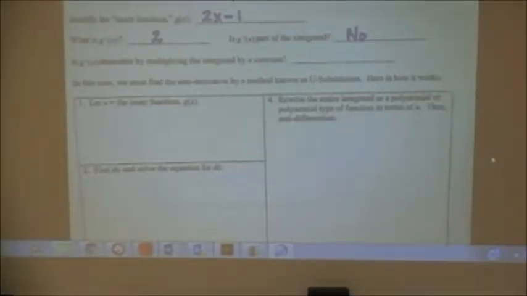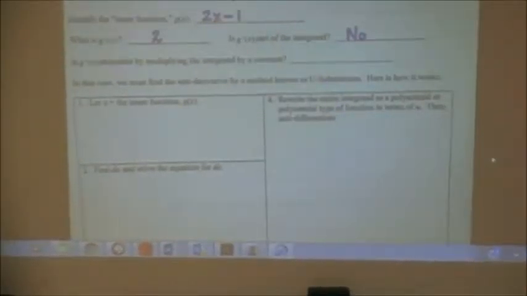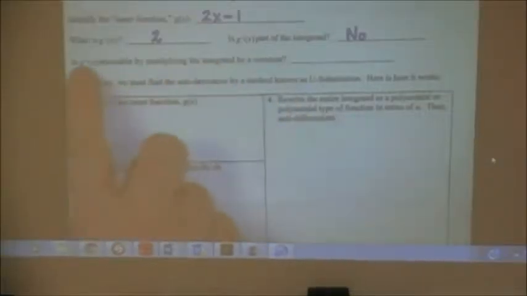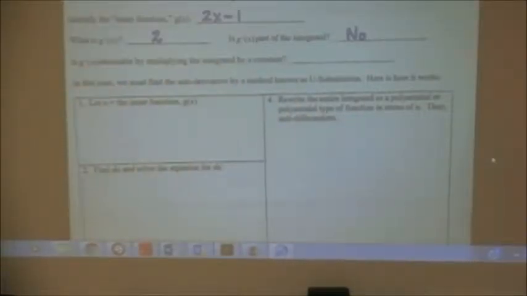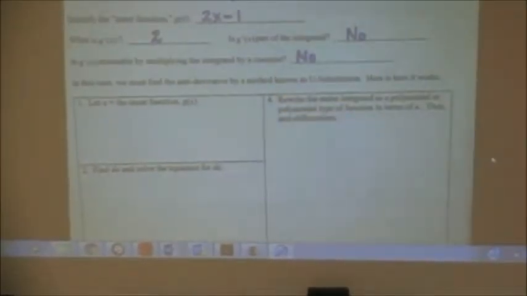Well, you have to take out that extra piece, which is an x, and that's where we ran into a problem. Because you can't take an x out and put it in front of an integral. You can only take constants out and put it in front of an integral. So that's why it said, is g prime attainable by multiplying the integrand by a constant? No, it's not, because I can't get rid of the x that's inside. So, no. It's not possible.